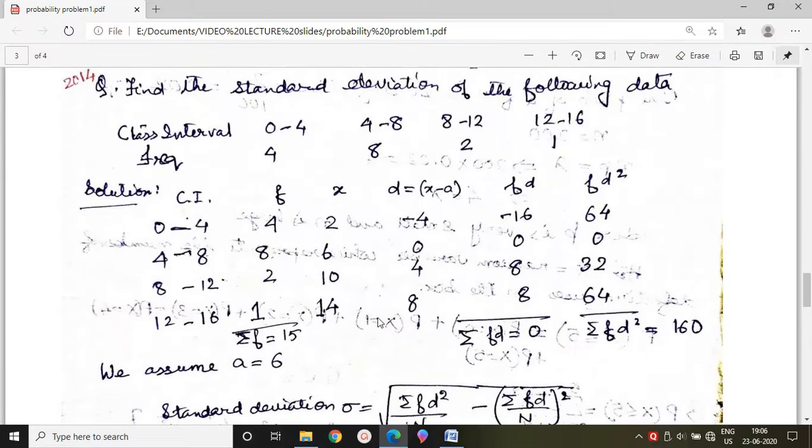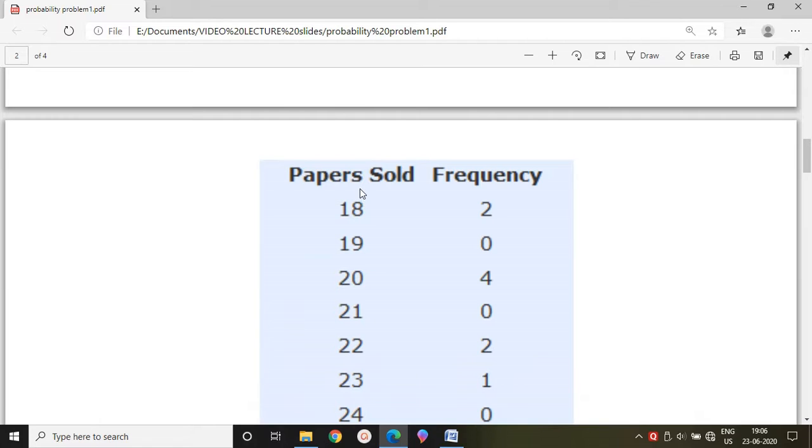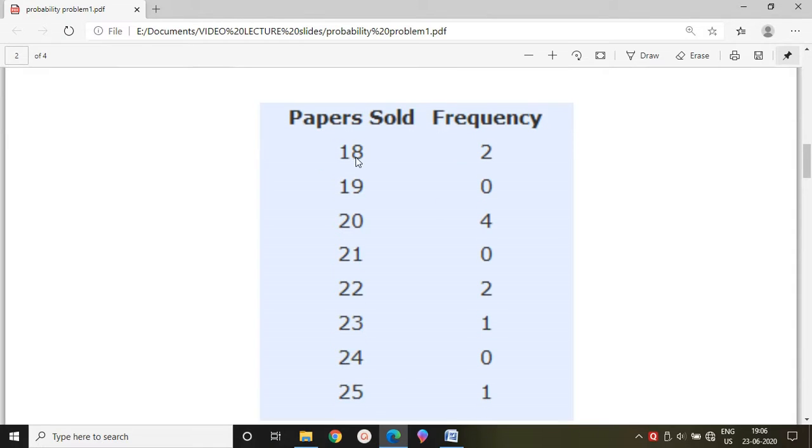One more example. Suppose we have a variable versus frequency table. On 18 you have 2, on 19 you have 0, on 20 you have 4, on 21 you have 0, on 22 you have 2. You can have different sets of data, and you can have one x value and one frequency value.